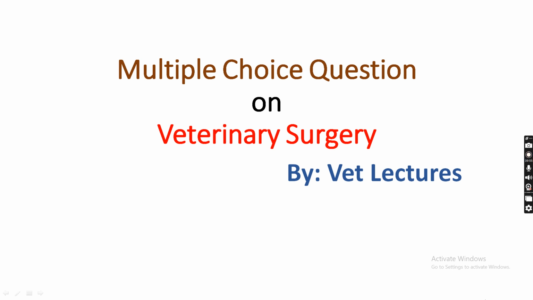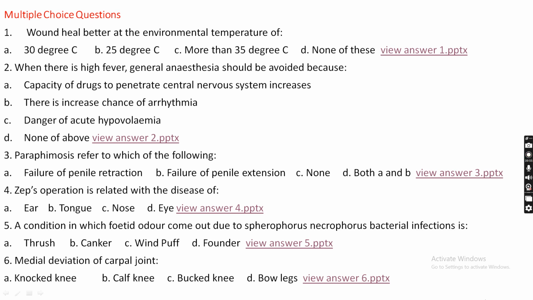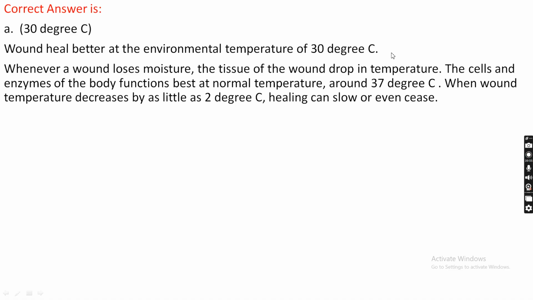Question number one. Wounds heal better at the environmental temperature of: option A, 30 degrees Celsius; option B, 25 degrees Celsius; option C, more than 35 degrees Celsius; or option D, none of these. The right answer is option A, that is 30 degrees Celsius.